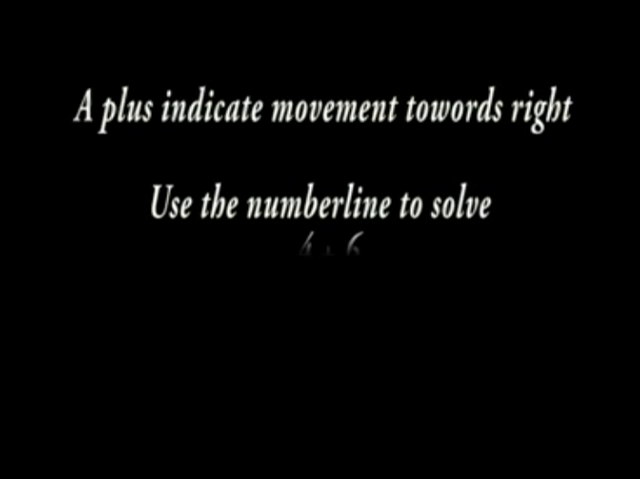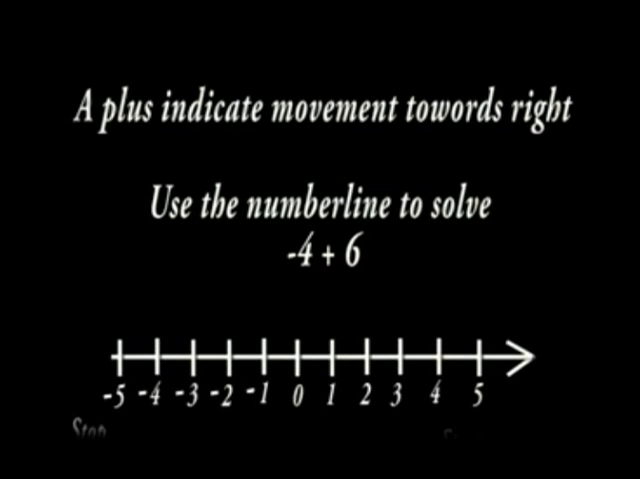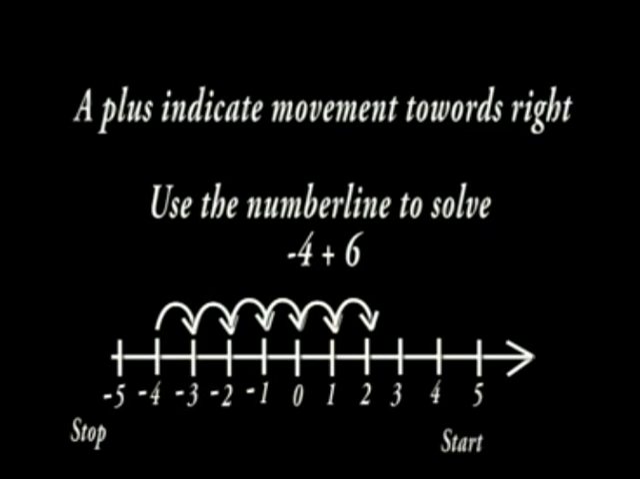A plus, on the other hand, indicates movement to the right. For example, use the number line to solve -4 plus 6. This means from -4, we move 6 steps towards the right. And our answer is +2.